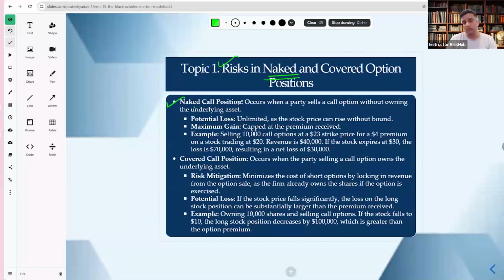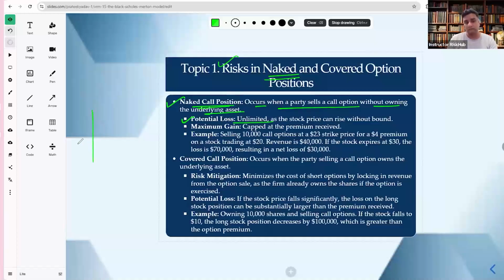Naked call position. A naked call position occurs when a party sells a call option without owning the underlying asset. It means you sold a huge amount of call options without owning the underlying asset. Now, the biggest risk for call option selling is that if the market moves up, the potential loss is unlimited, right?